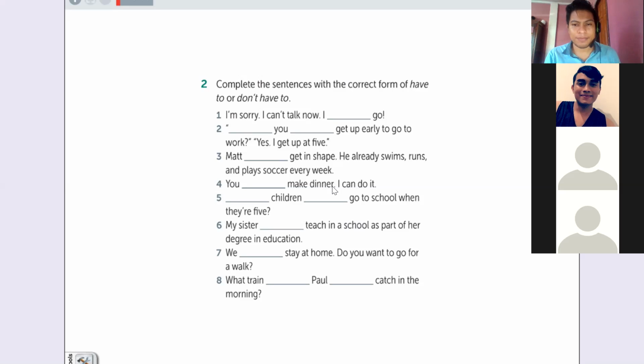Do children have to go to the school when they are 5? Why do and not does? Because children is plural. Exactly, because children is plural. So my correct answer is what Sulmi said. Do children have to go to school when they're 5? Very good. 6.